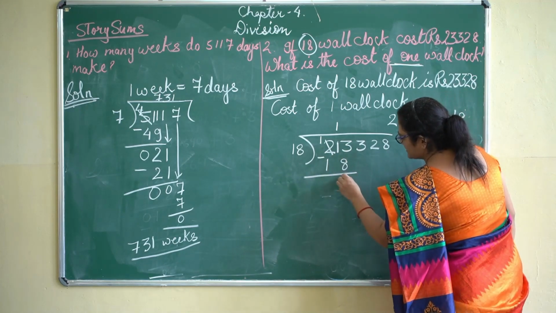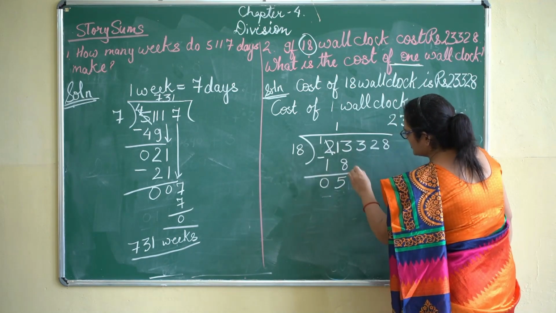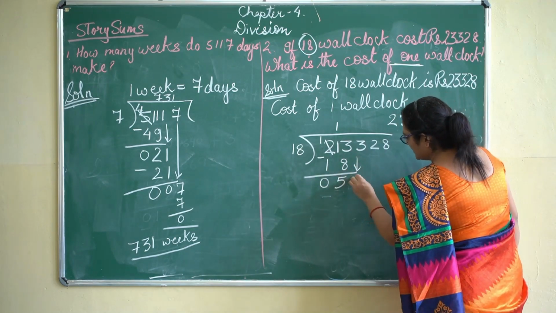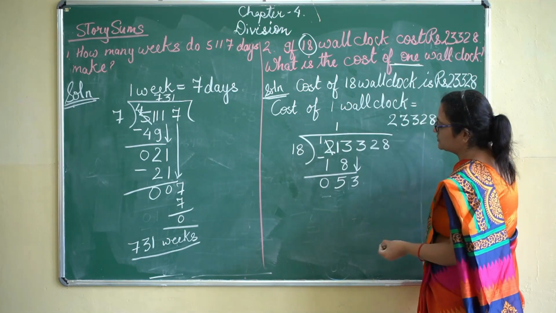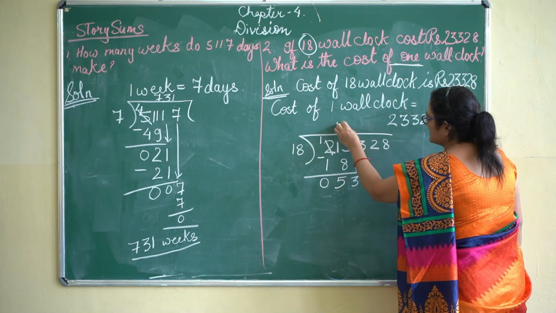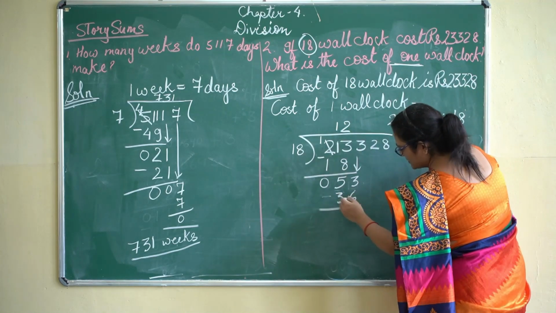So 13 minus 8 is what? 5 and 1 minus 1 is 0. Now what will we bring down? 3. Okay, in the table of 18, does 53 come? No, smaller than 53 is 36. So 18 twos are 36.